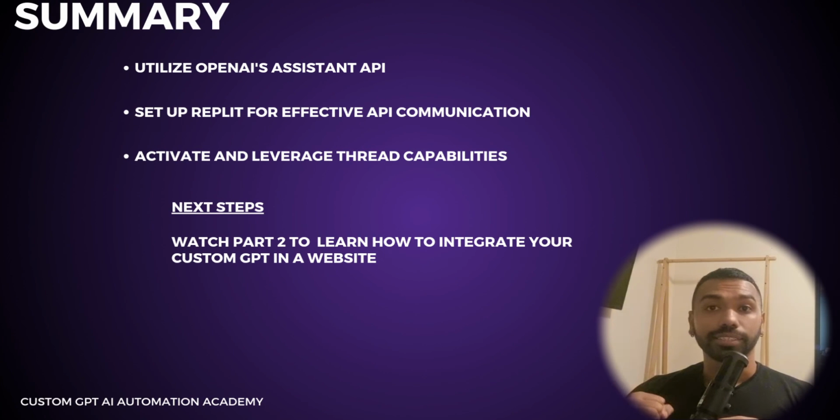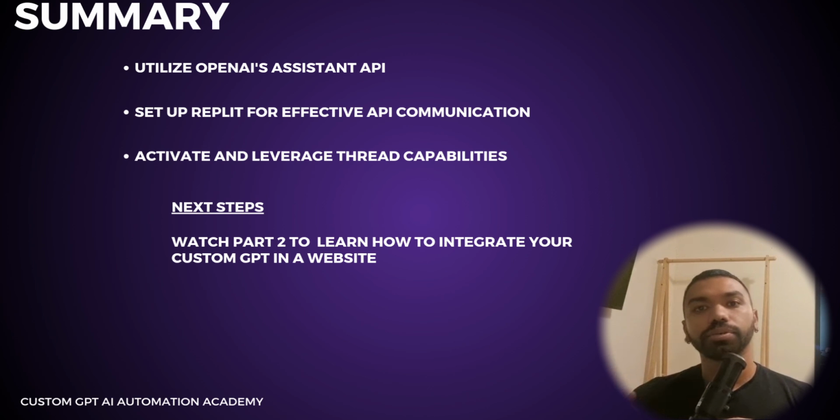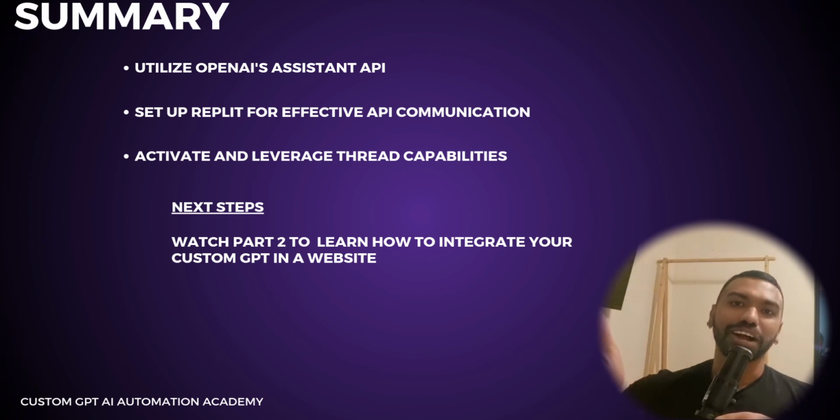See how easy that was? We've learned how to utilize OpenAI's Assistant API to enhance your GPT with memory and conversational depth. We set up Replit for effective API communication with minimum coding required. We activated and leveraged thread capabilities to create more engaging and personalized AI interactions. Now watch the second video where I'll teach you how you can integrate this custom GPT into a website. And the website, you can also create in 30 seconds or less using AI. Remember, the power of custom GPT is now in your hands. Unleash it and watch the world transform.